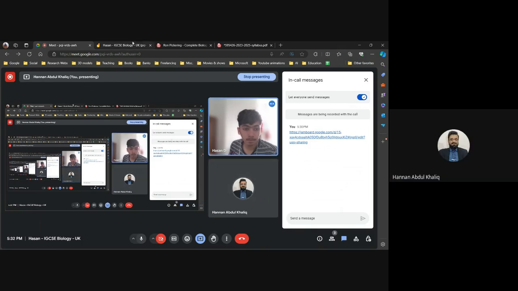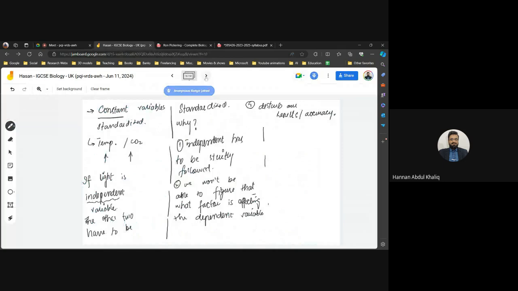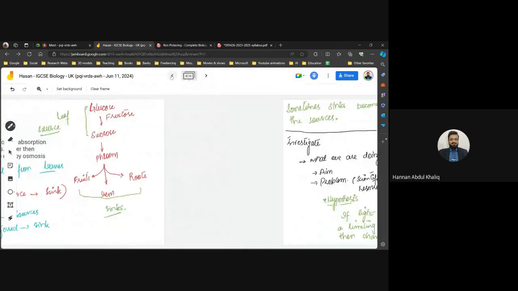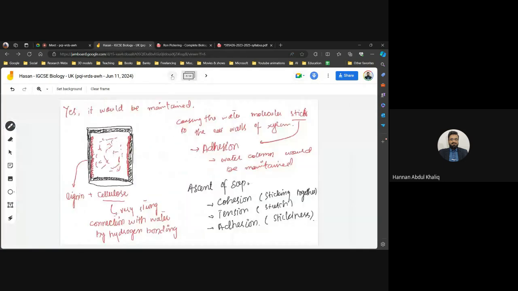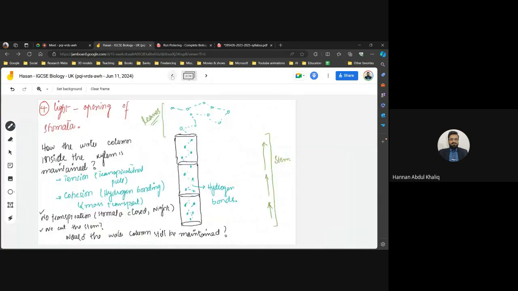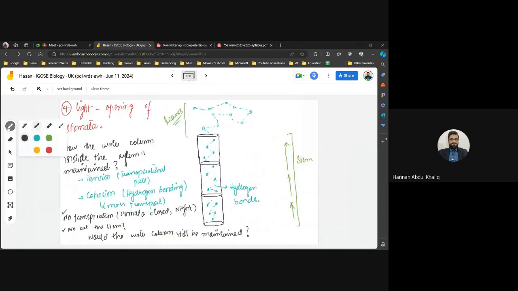One thing I forgot to mention yesterday is the factors that affect the rate of transpiration. One of the factors that I totally forgot was the surface area of leaf, as well as the location of stomata.